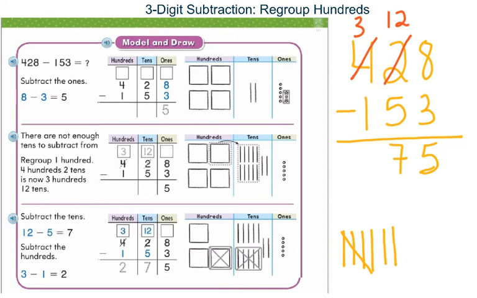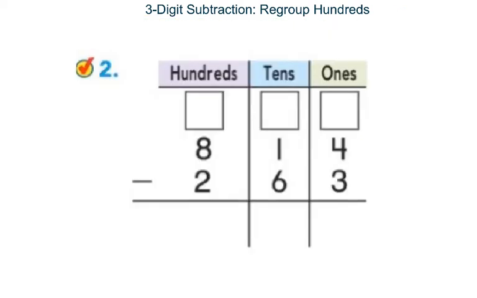Now, we subtract the hundreds. 3 minus 1 is 2. And that gives us 275. Now we will do exercise number 2 from page 314. Let's subtract in the ones. How much is 4 minus 3?